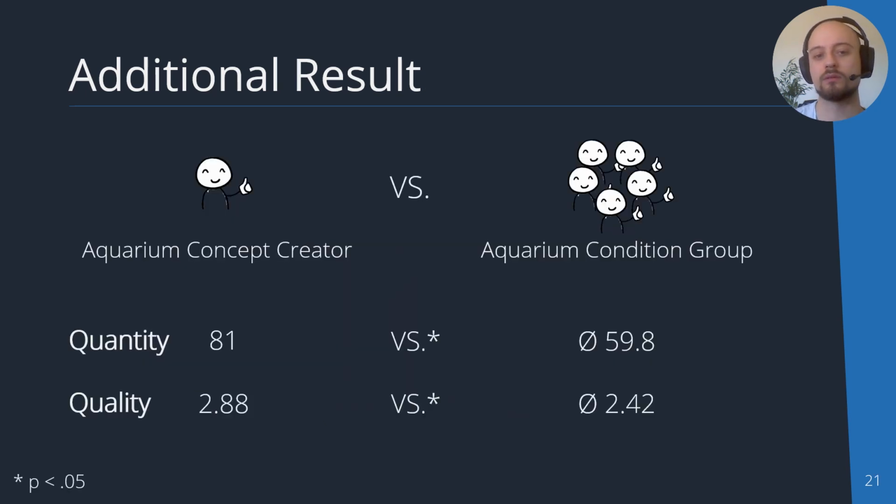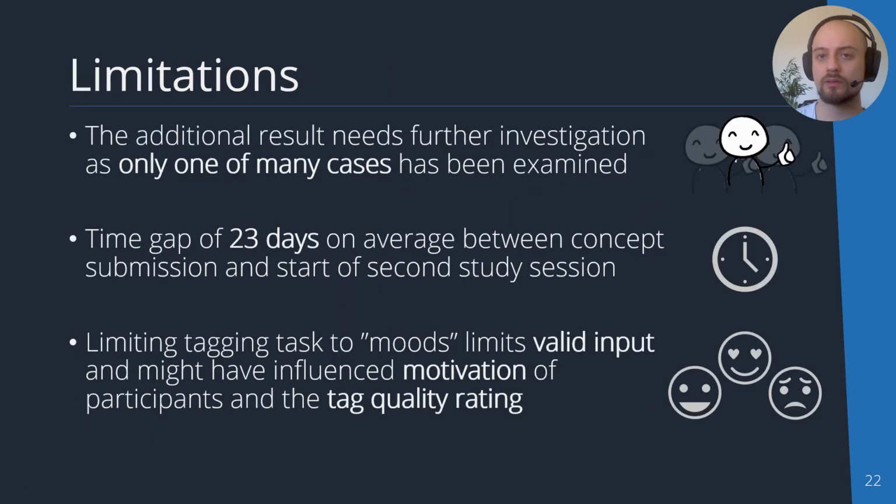Regarding the comparison between the aquarium concept creator and the aquarium condition group, on the other hand, we found significant differences in terms of tag quantity as well as tag quality. In both cases, the original concept creator scored higher than the aquarium condition group. But this already leads me to the limitations of our study. Because this additional result, of course, needs further investigation, as we only ran those tests on one of many cases that we could have examined.